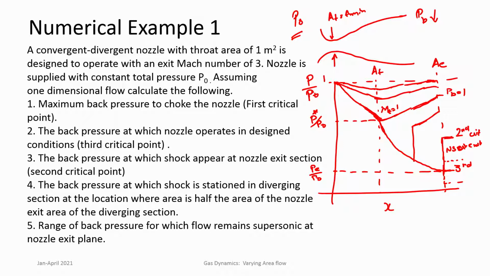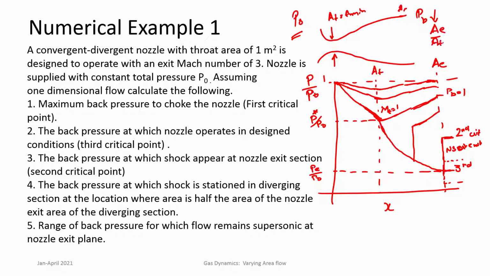So what we can do is, for this Mach 3 nozzle, look at various such points in a numerical sense. And also the fourth question is the back pressure at which the shock is stationed in the diverging section at the location where the area is half the area of the nozzle exit area. So the area ratio for the nozzle at which the shock stands is half. When we talk about the area ratio of the nozzle, it refers to AE by AT.